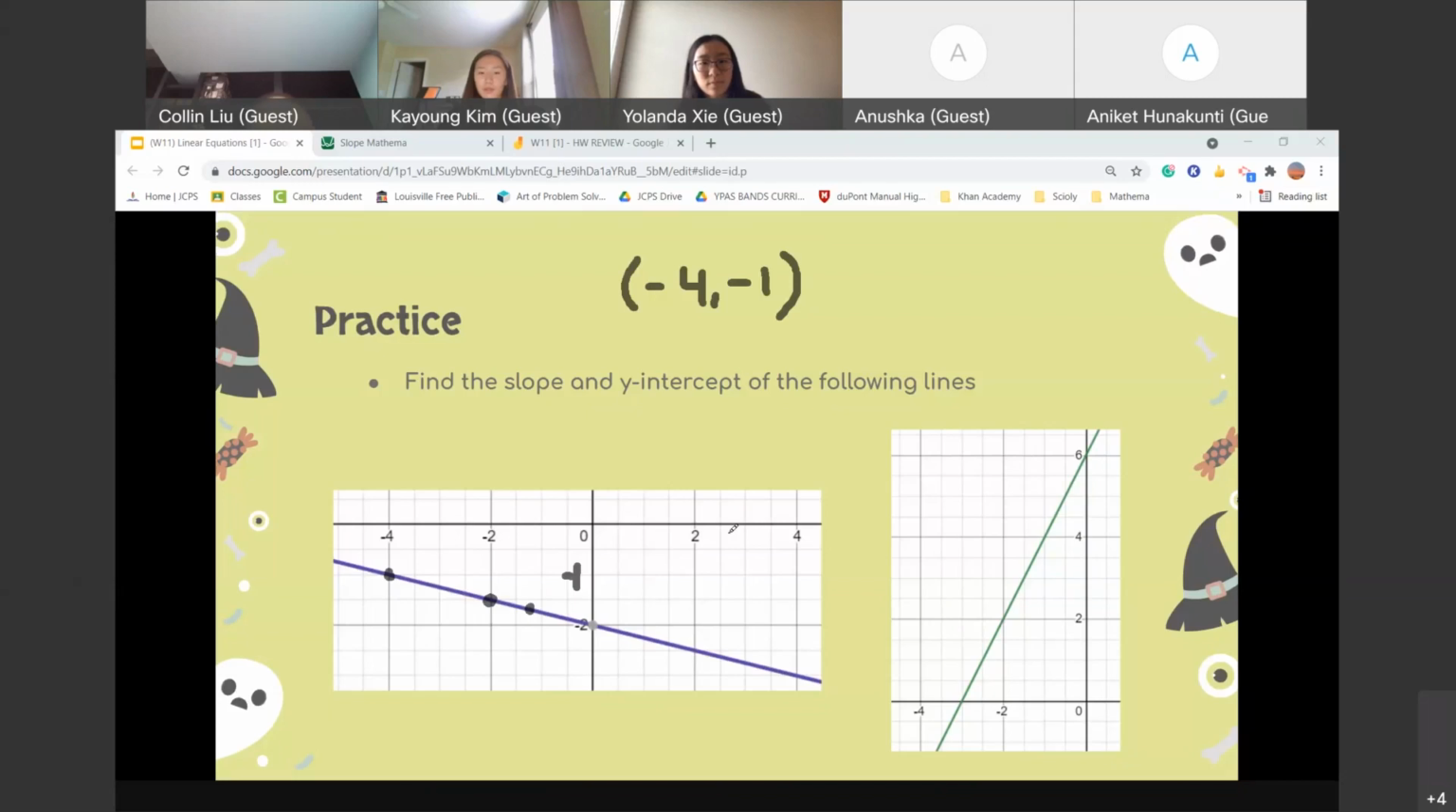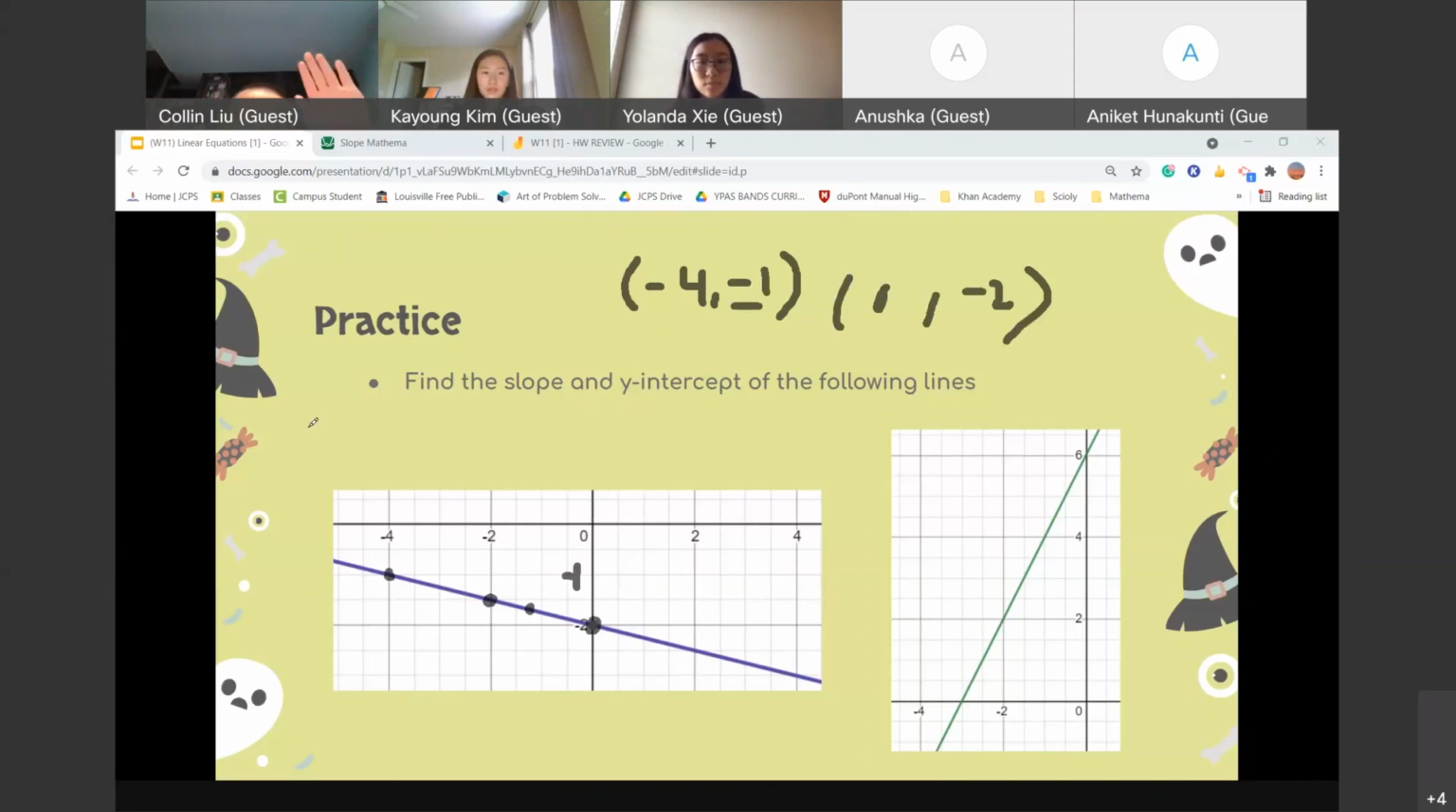Now I'm going to use another one. Let's use this one. Pretty simple, right? It's right on here. (0, -2). Now I'm going to do change in y over change in x. So the y coordinates are these, right?